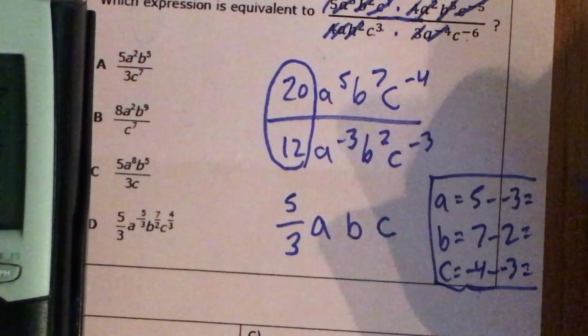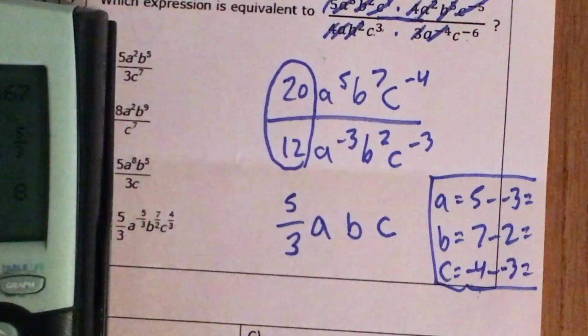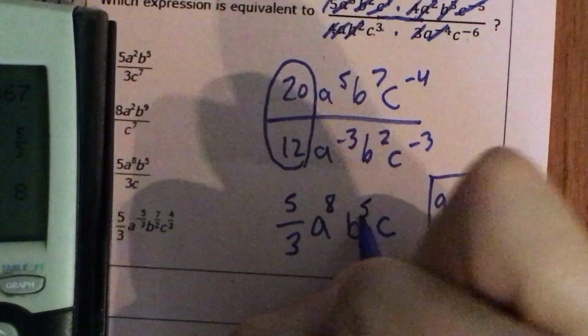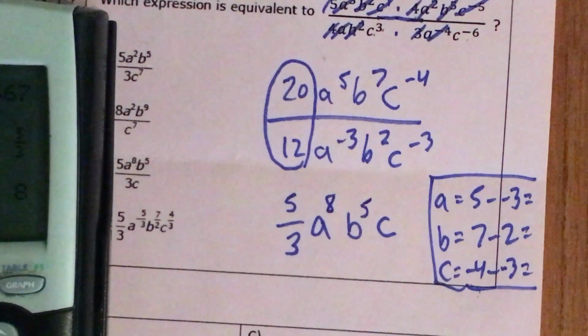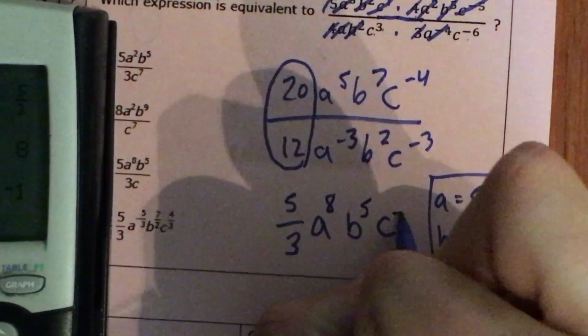So 5 take away negative 3 is going to give me positive 8. 7 take away 2 is just 5. And then negative 4 take away negative 3 actually gives me a negative 1.